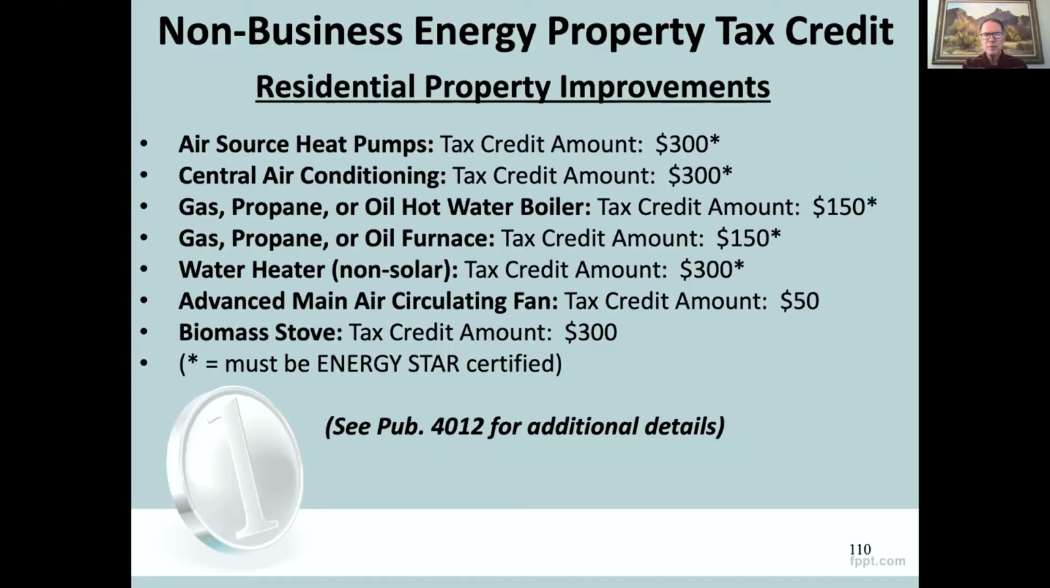These residential property improvements, air source heat pumps, that could be something. Central air conditioning. We've got a lot of people who are replacing their air conditioning. Non-solar water heaters. The tax credit amount is up to $300 if they're Energy Star certified. I don't know of anybody who's put in a biomass stove, but it's possible we could run into that.